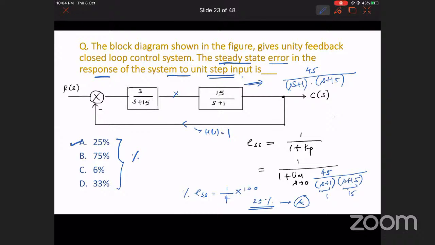No problem. It doesn't matter whether it is unit step or unit ramp or unit parabolic. You only have to worry about the formula. And for signal flow graph, we have already done it. You can watch the previous videos which are available there. The signal flow graph lecture is there.